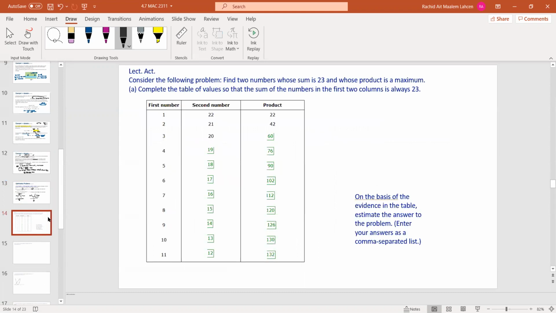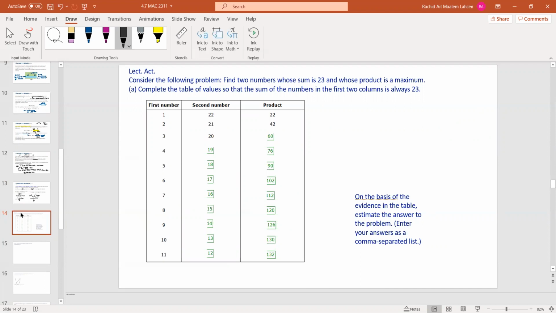All right, let's look at an example from a lecture activity, and there is one problem there. Consider, and this will help you start understanding this optimization problem, why this technique is useful, because it could be hectic investigating, and this is a simple check. Consider the following problem. Find two numbers whose sum is 23 and whose product is a maximum.